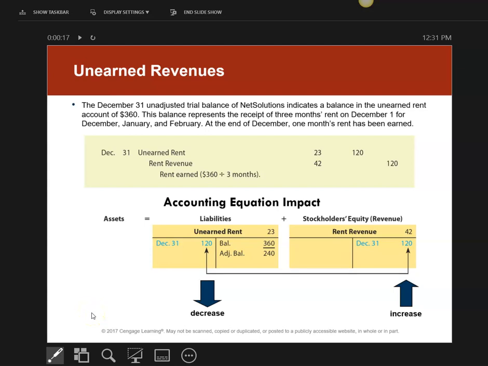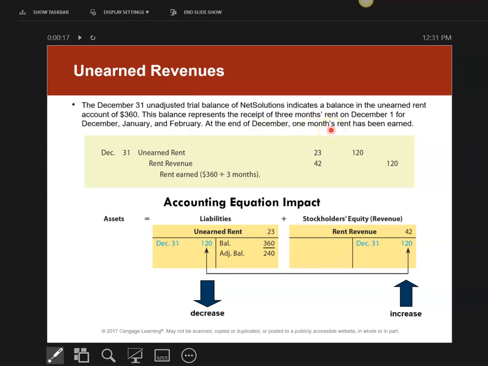Okay, we are now looking at the deferrals, and I told you what the journal entries were. So December 31st, there was a balance in the unearned rent of $360. On December 1st, somebody paid me $360 for renting land that I owned, and it was for 3 months, for December, January, and February. At the end of December, I've earned 1 month.